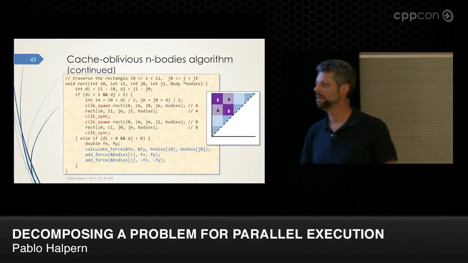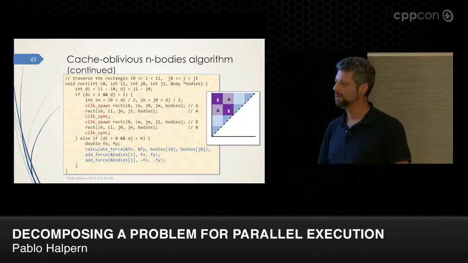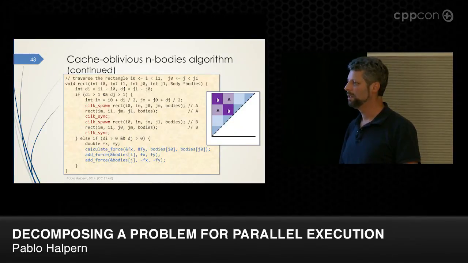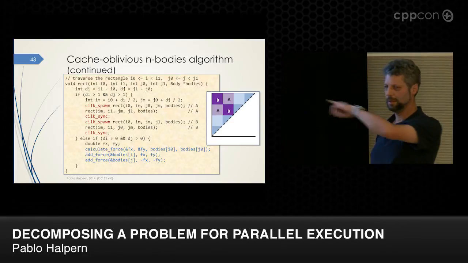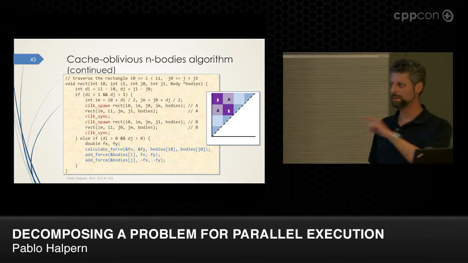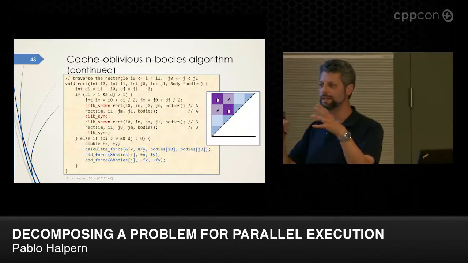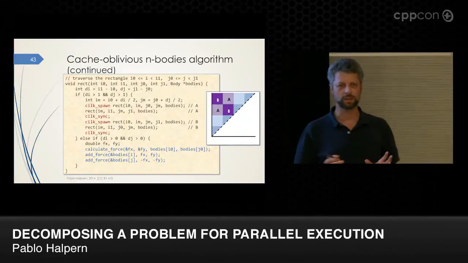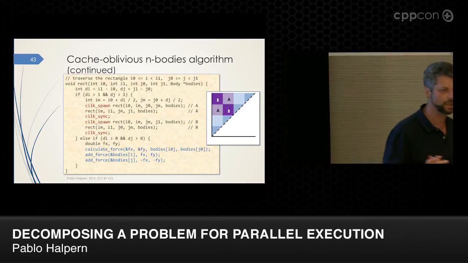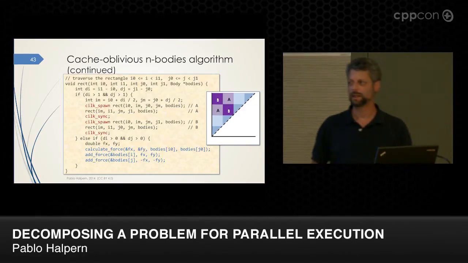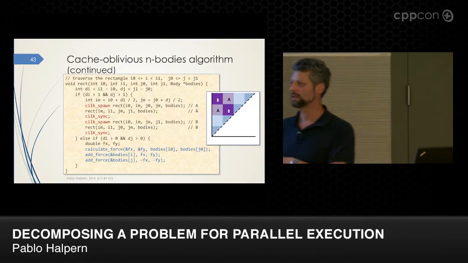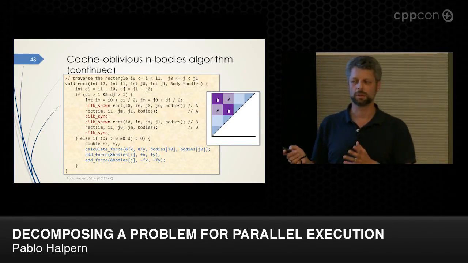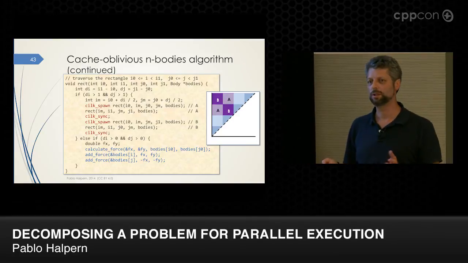Question? There's still, when you're below the cache, you're still spawning and syncing, so there's more overhead than there really needs to be, right? Good point. The question was, when you're below the cache, when you have a data set small enough to fit in cache, then all of this spawning and syncing and recursion is wasted, extra work, right?